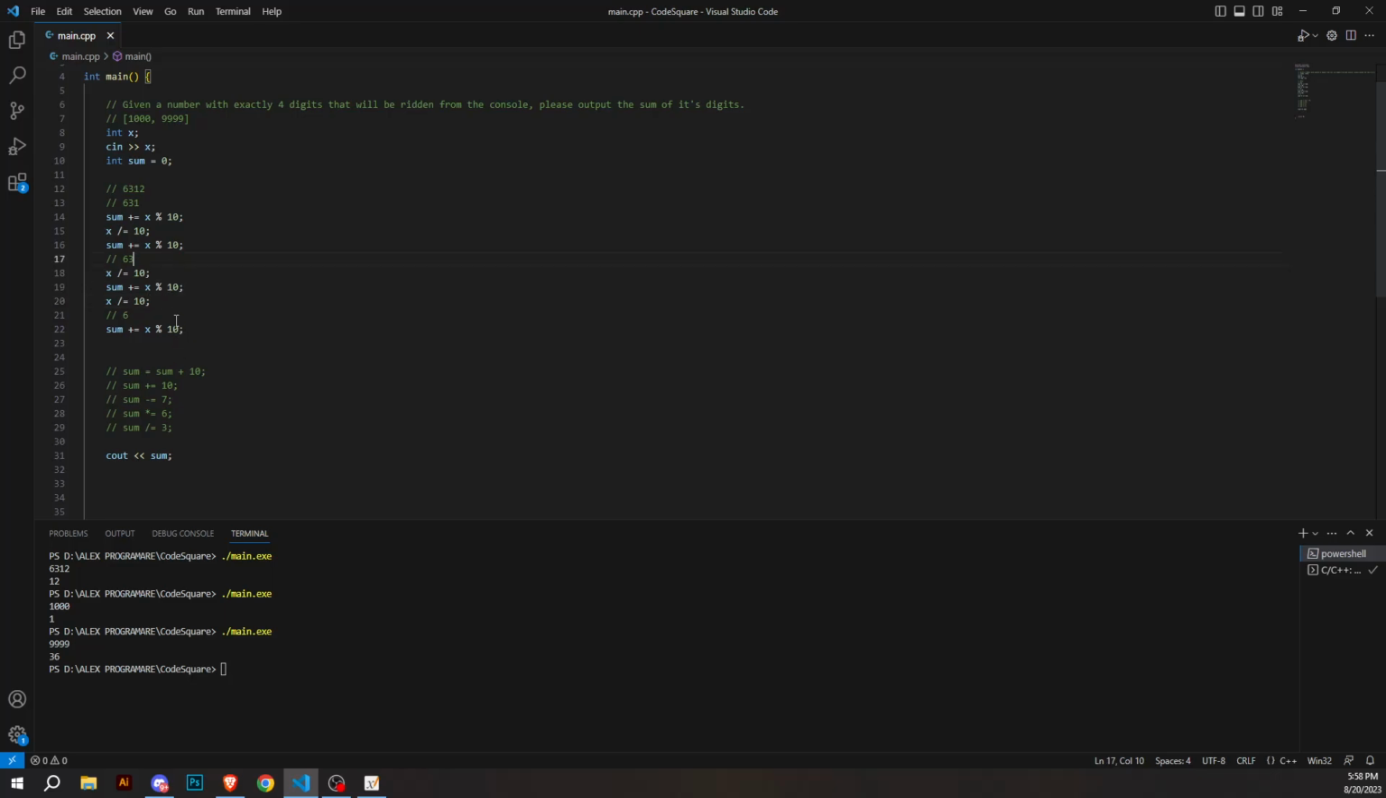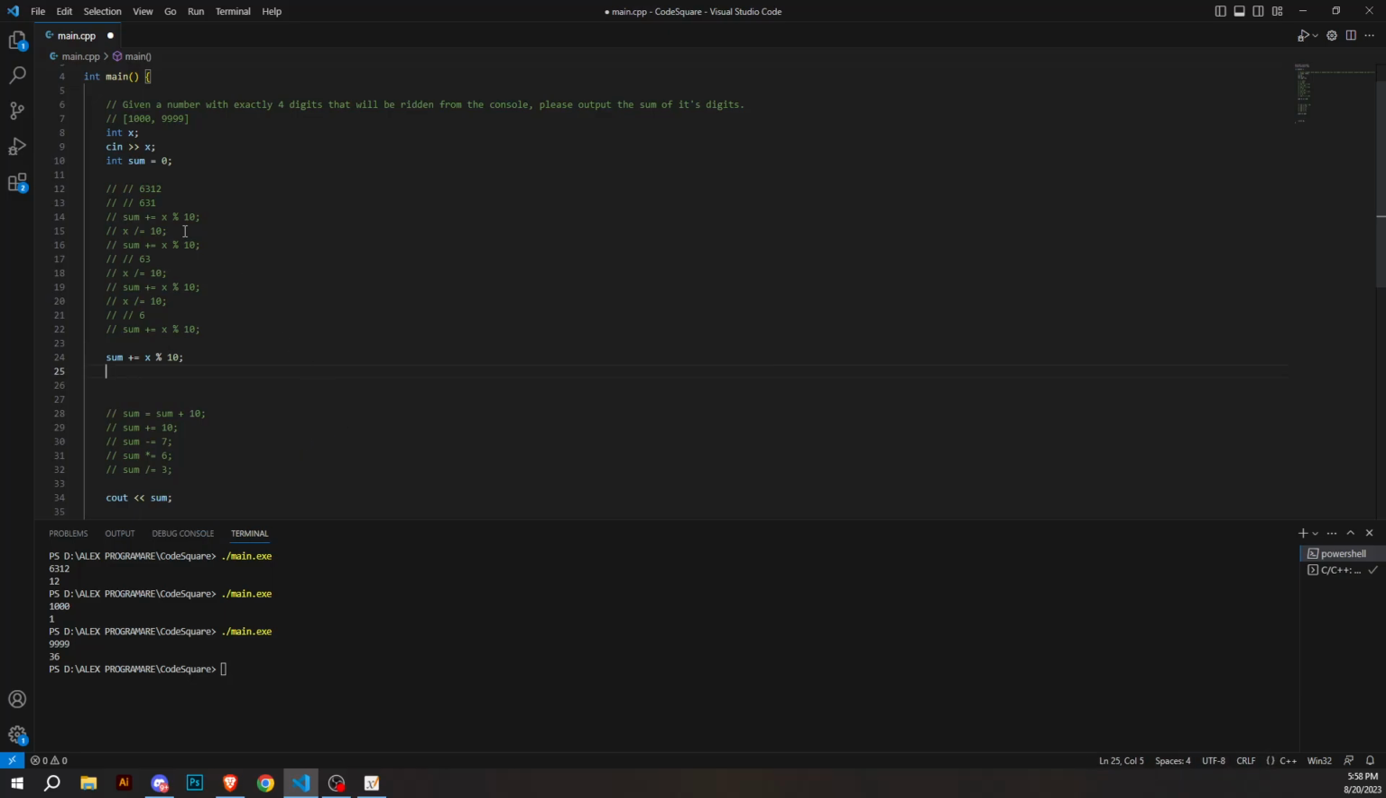Now, what about another way? So this is the first way. The second way would be to actually extract the digits without modifying x. First, we start the same. Sum plus equals x modulo 10.